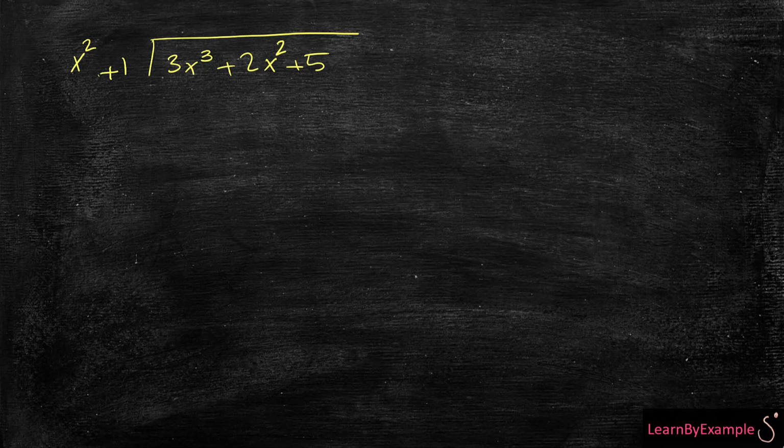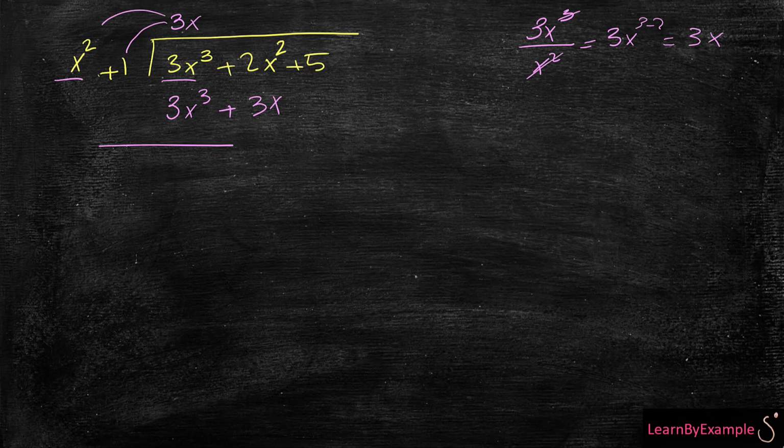So now that we're back, let's see how we can attempt this. So I have the first term divided by the first term here. So I have 3x cubed divided by x squared. I will end up with 3, and then x cubed divided by x squared, so that's x. 3 minus 2, so that's just 3x. I'm going to write 3x here. I'm going to multiply it by each of these terms. So I have 3x times x squared, it's 3x cubed. 3x times 1, it's just 3x.